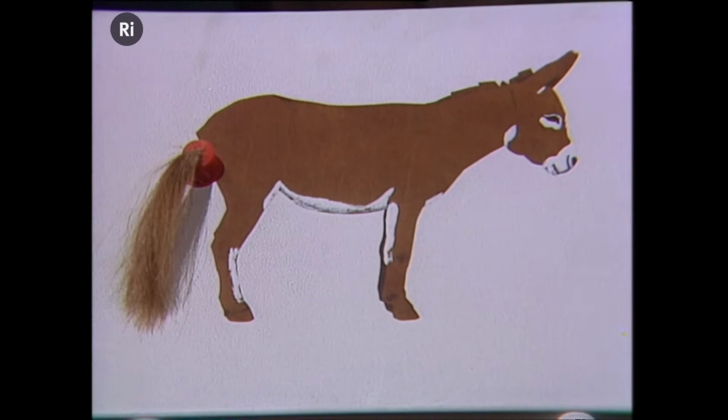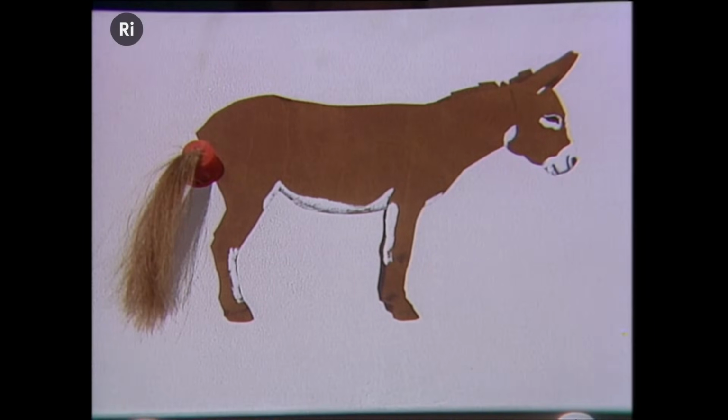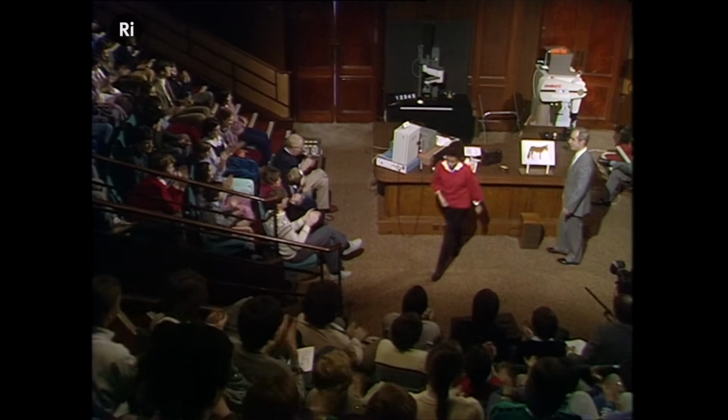Okay. Now look at it. It's not quite where the tail is normally, but it's very good. Thank you very much.